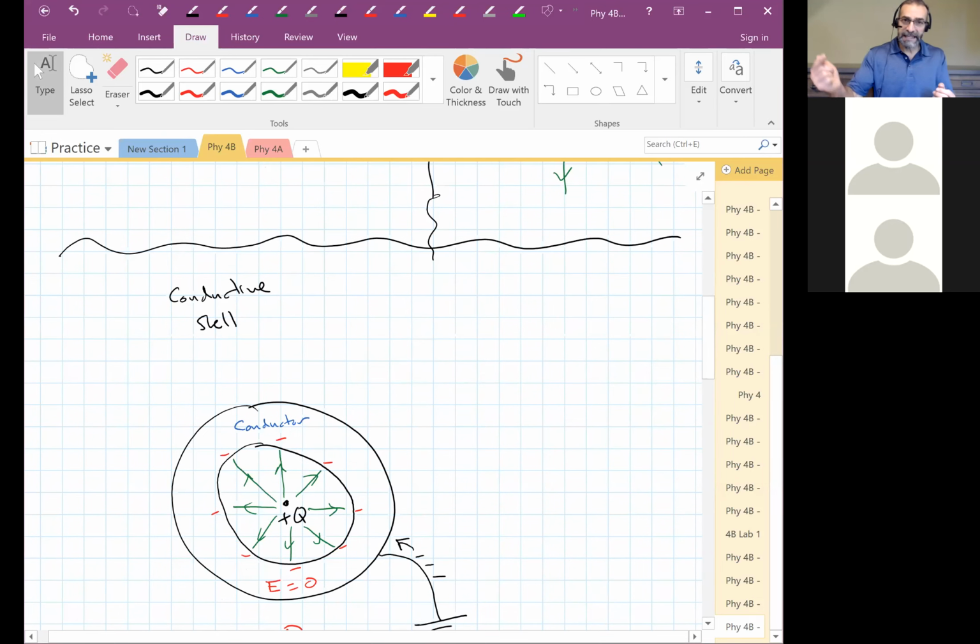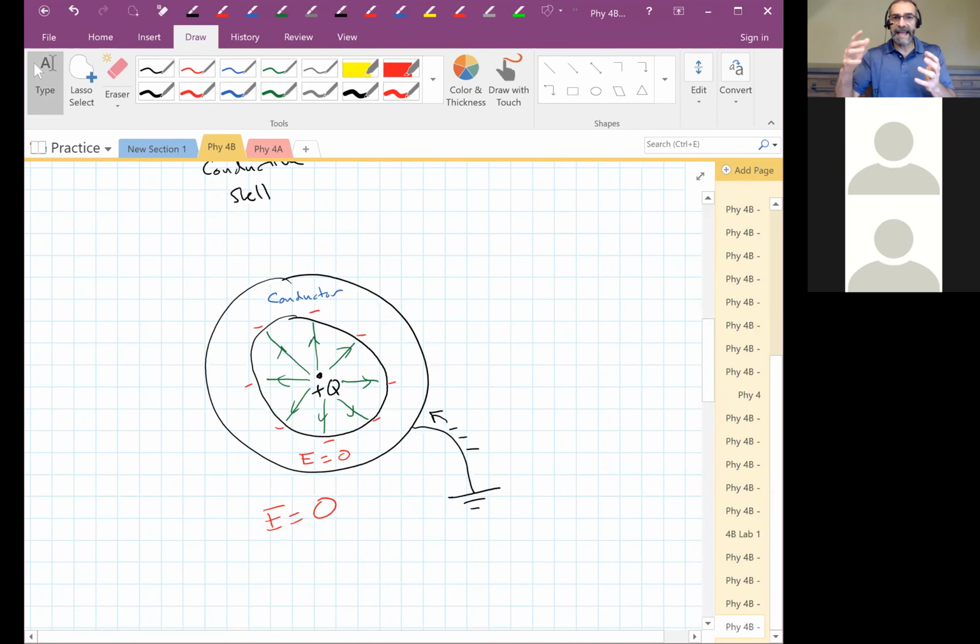But if we connect it to ground, they can now go farther away from each other by all going to ground. Ground is sort of this infinitely large reservoir. So the positive charges want to get away from each other. As soon as we give them a chance to go to ground, they bolt, right? They go to ground. So that's why your microwave oven protects you from what's on the inside. It's grounded.